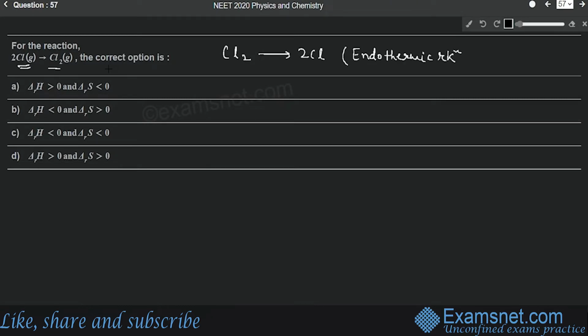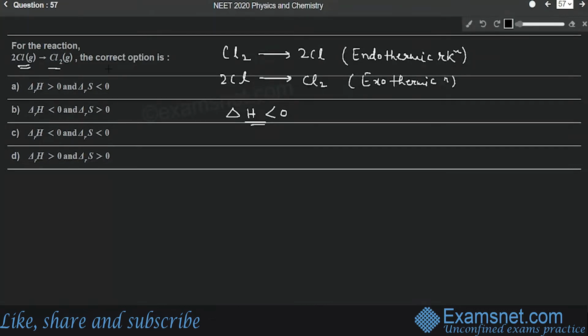On the other hand, in order to form a bond, that means if we have to combine two chlorine atoms to give chlorine molecule, then the opposite will be true. That means energy will be released. So that will be an exothermic reaction. Okay. That means delta H will be negative. Okay. For exothermic reaction, delta H is negative. And delta H is change in enthalpy.